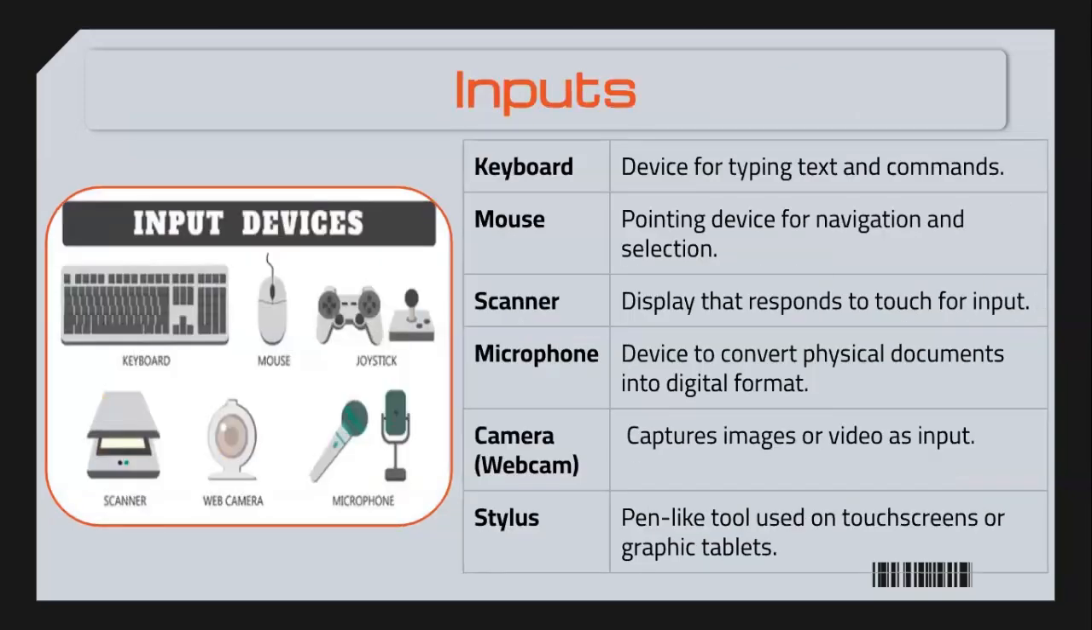Here are some examples of inputs. Keyboard is a device for typing text and commands. Mouse is a pointing device for navigation and selection. Scanner is used to display that responds to touch for input. Microphone is the device that converts physical documents into digital format. Camera is used to capture images or video as input. And stylus is a pen-like tool used on touchscreens or graphic tablets.